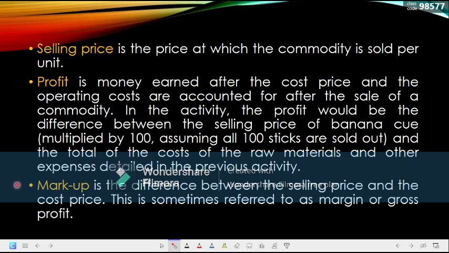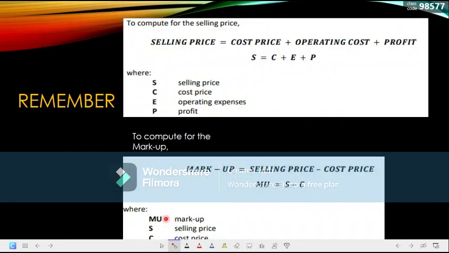Now, how about markup? Markup is the difference between the selling price and the cost price. This is sometimes referred to as margin or gross profit. Now, to compute for the selling price, always remember that the selling price is equal to the cost price plus the operating cost plus the profit. So in symbol, we have S = C + E + P, where S represents your selling price, C is the cost price, E is the operating expenses, and P is for profit.